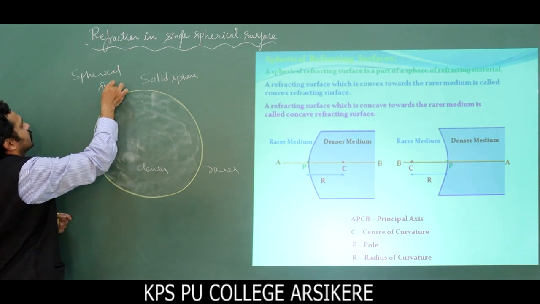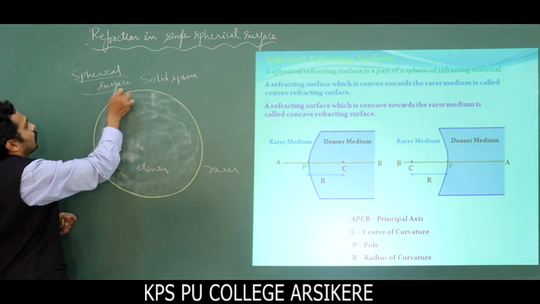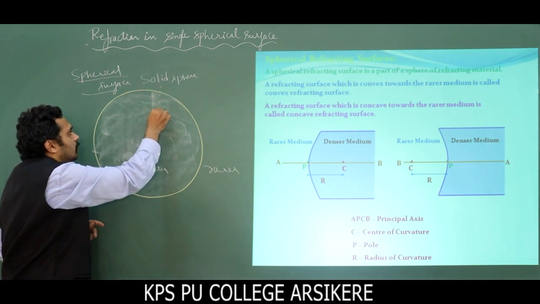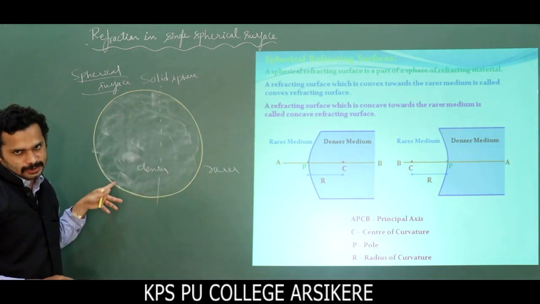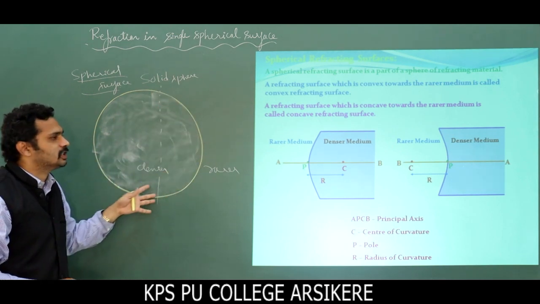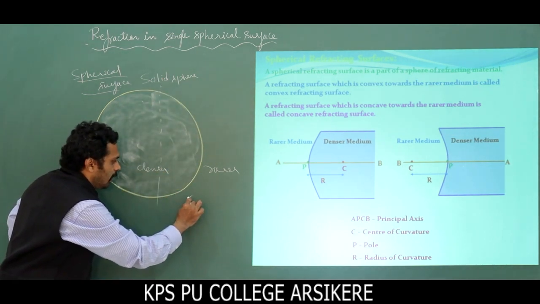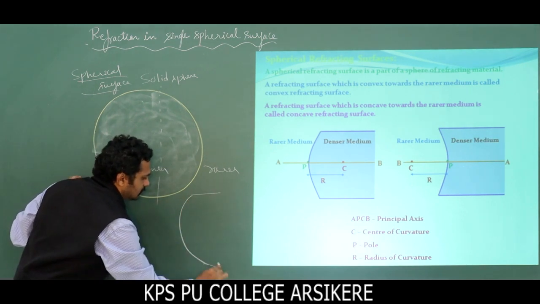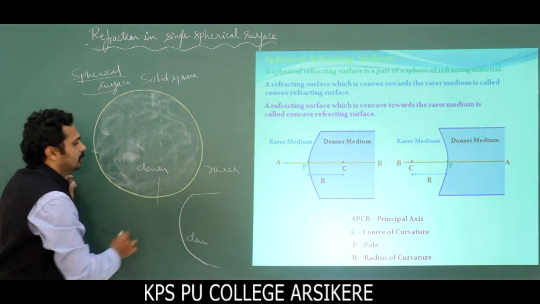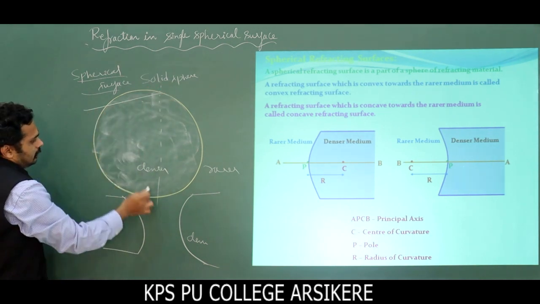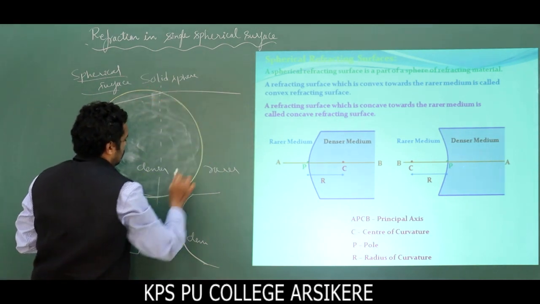Spherical surface. A spherical surface is a part of the solid sphere. This is the whole solid sphere. I am going to cut the solid sphere. Then we will get, look, what shape comes. This is denser. If we cut like this, this shape comes; if we cut like this, this shape comes.